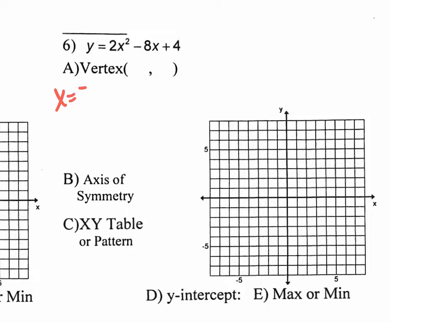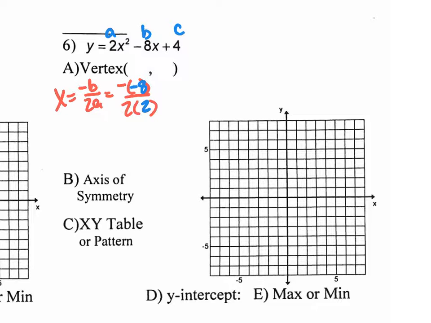x equals -b over 2 times a. And of course, we're going to use parentheses instead of the b and the a. We're going to identify that the b is -8, the a is 2, the c we don't care about, it's not in the formula. So we have -8 right in the parentheses. We have 2 down here.